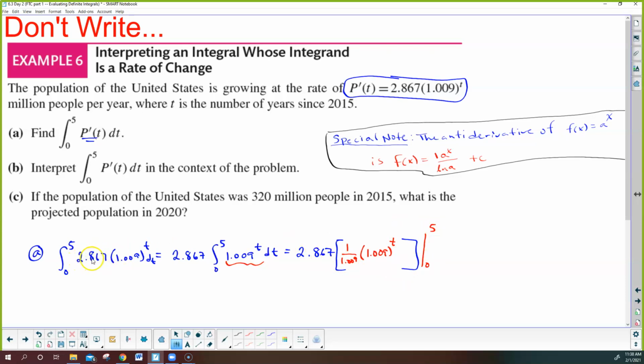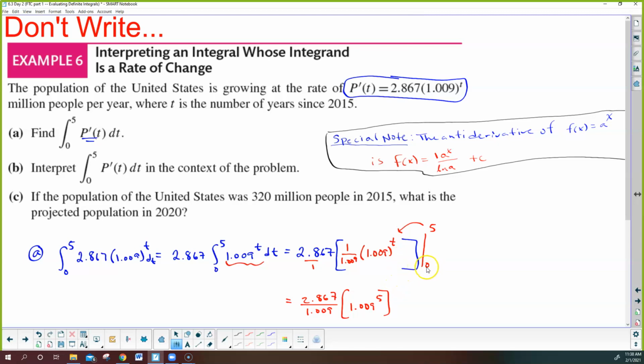Now notice the 2.867, that's a constant. So I just pulled that out and I multiplied the antiderivative by that, and you can completely do that. And then I just have to evaluate it at 5. And this is the point where you grab your calculator. I'm going to just really multiply this here, so it's one fraction. And we'll raise that to the 5th power because the 5 will go in first.